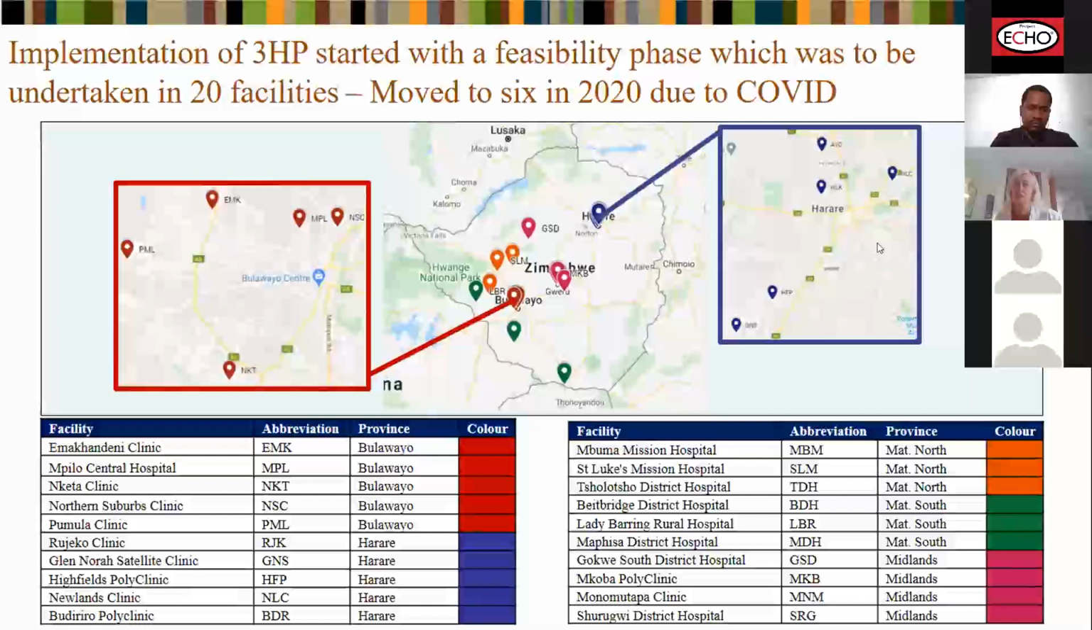So the 20 facilities that we were supposed to implement in are the ones that you see in the 2 tables. And the color codes are just showing the province that each of those facilities is in. So the red is Bulawayo province, the blue is Harare, orange is Matabeleland North, green Mat South, and then the lilac is Midlands.